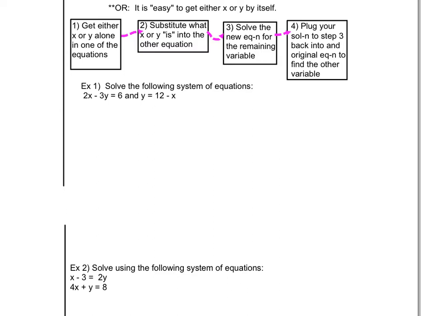So let's see, on example 1, according to step 1, I have to get either x or y alone. Well, I notice that in my second equation, y is already alone. So I like to number my equations. So here's equation 1, here's equation 2, which just tends to keep me more organized. And in equation 2, y is already by itself, so I'm going to jump to step 2, and I'm going to read my equal sign as is, and y is 12 minus x. So according to step 2, I'm going to sub that into the other equation. So I'm going to sub that into equation 1.